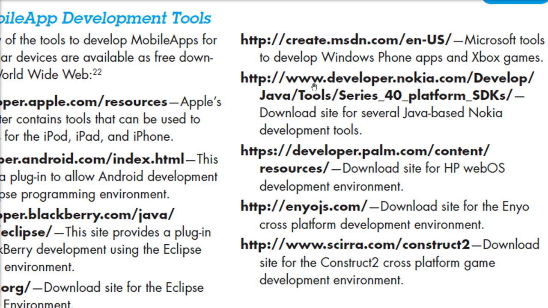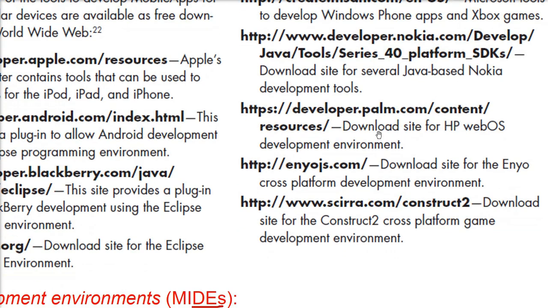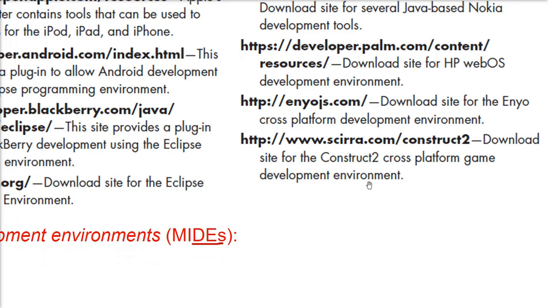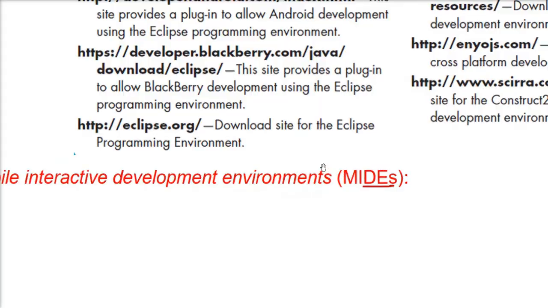Developer.nokia.com is for Java-based Nokia development tools. Then we have developer.palm.com, the HP WebOS development environment, right now getting popular. Neo.js is a cross-platform development environment. You can use this website. And then we have www.sira.com, for Construct, a cross-platform game development environment. So you can use all these. There are plenty more available.